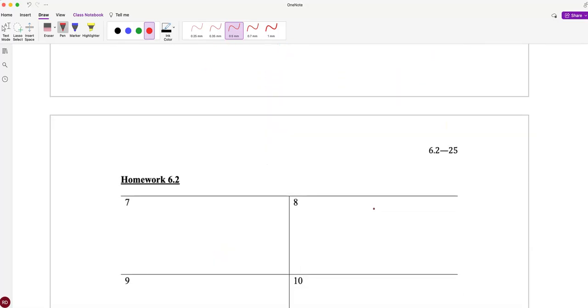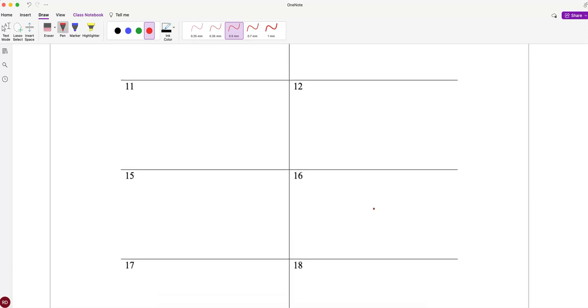And that should lead us up into the homework for this section.